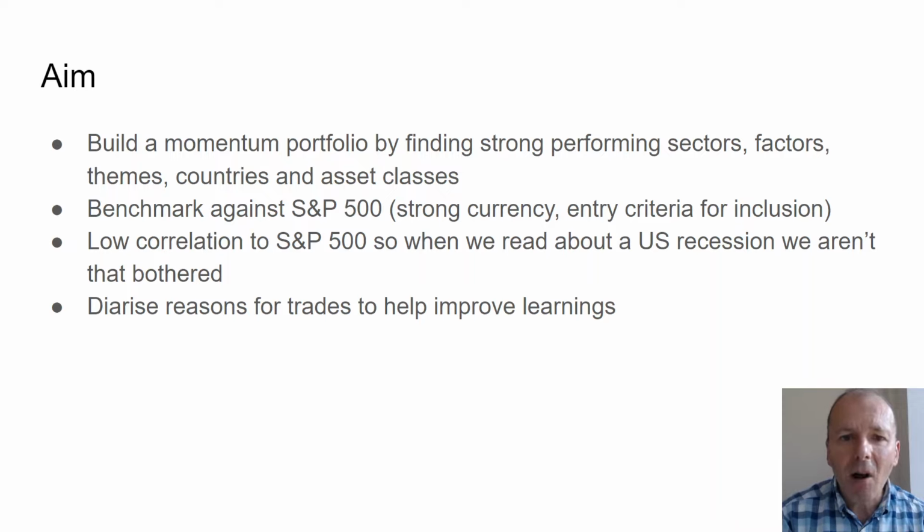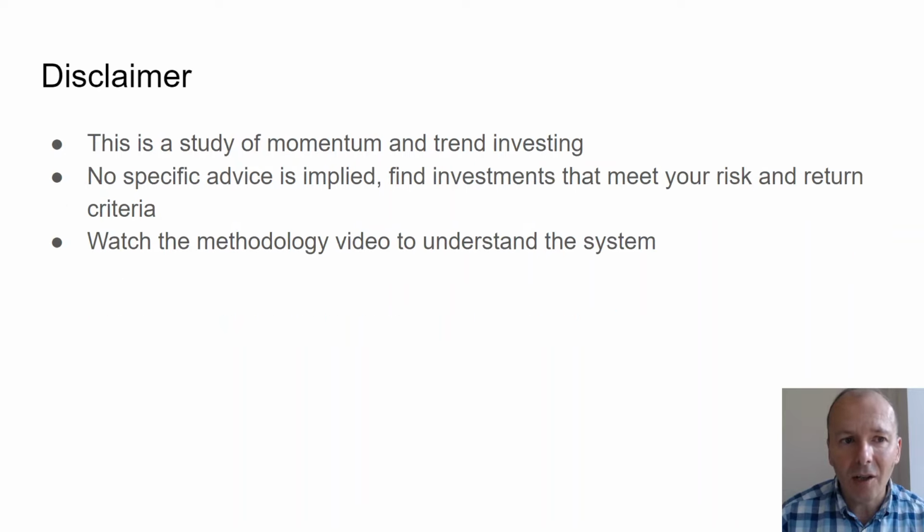I'm going to benchmark against the S&P 500 because it has a strong currency behind it, the US dollar, and it has entry criteria for inclusion around profitability. So it's a good basket of companies. I'm looking for low correlation to the S&P 500 so that when we read about a US recession, we aren't really that bothered. And I'm looking to diarise reasons for the trades to help improve my learnings, which is so important on our investing journey.